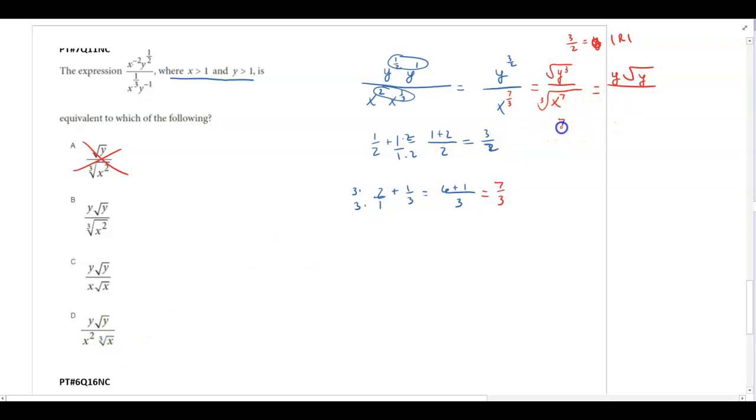And then here, 7 divided by 3: 3 goes into 7 2 times, and I have a remainder of 1. So it tells me x squared on the outside, then the cube root of x on the inside. So right away, I look for x squared, cube root of x, which is letter D.